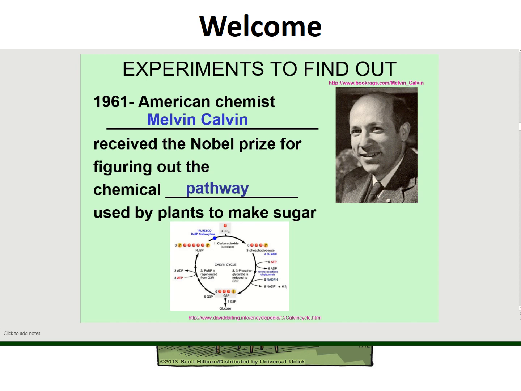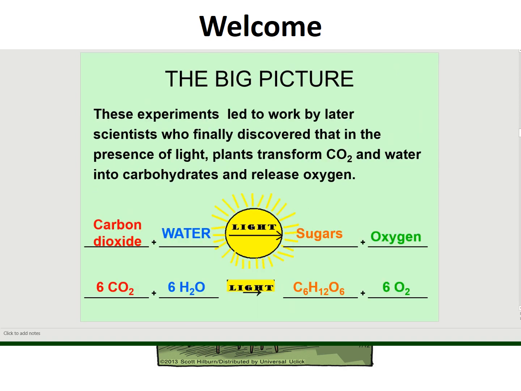And in this experiment here by Melvin Calvin, called the Calvin cycle, right? That's what it's called, his last name. And you see it there inside the circle. He discovered that the plant uses energy from the water, the electrons, and uses energy from the light and produces this glucose. Let's see the equation. These experiments led to work by later scientists who finally discovered that in the presence of light, plants transform carbon dioxide and water into carbohydrates and release oxygen.